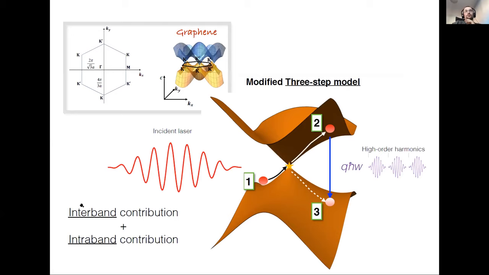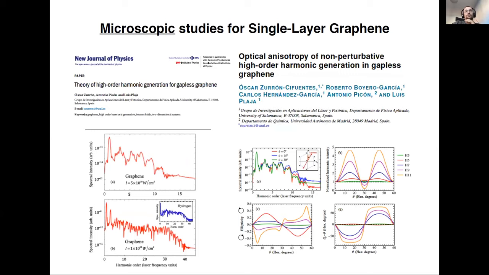This is the so-called interband contribution, but the intraband movement of the electron in each band also generates high harmonics, but its contribution is much lower, as we will see in the next slides. So the microscopic behavior of high harmonic generation in graphene has been studied theoretically. In particular, in our group, we have two different works where the microscopic behavior of the high harmonic generation in graphene has been studied through the numerical resolution of the time-dependent Schrödinger equation. In the first one, we presented a full description of the process, and also we go a bit further in this second one, and we saw the optical response of gapless graphene when the driving pulse has different polarizations.